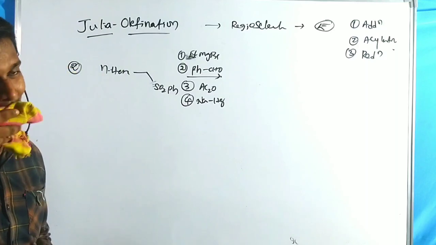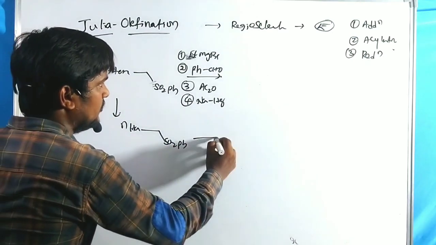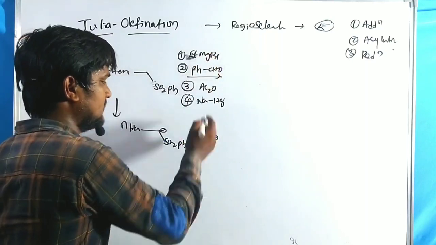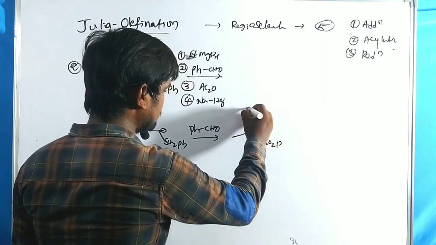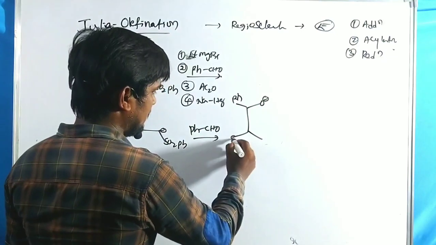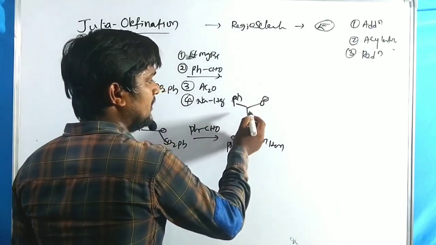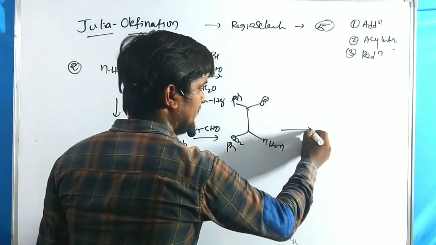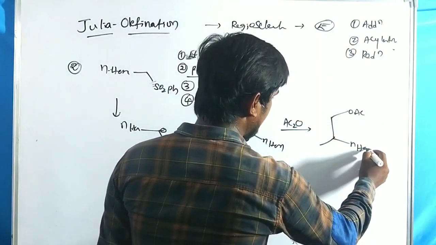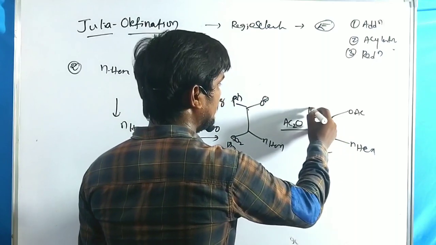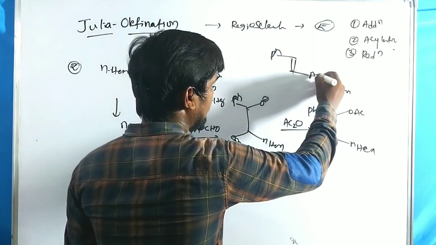This type of reaction follows our simplest mechanism. The n-hexane SO2 phenyl is deprotonated by the base and becomes a carbanion. Then it reacts with phenyl CHO to give SO2 phenyl and O minus. I would like to write the SO2 phenyl on the left side and the n-hexane on the right side. The phenyl CO minus is protected by Ac2O and we get OAc. In the presence of sodium mercury, we get the phenyl and n-hexane olefin as the major product.